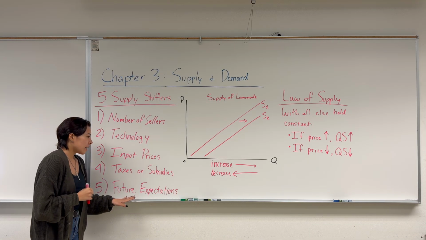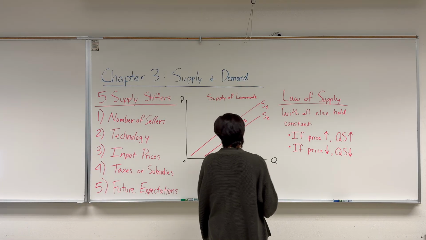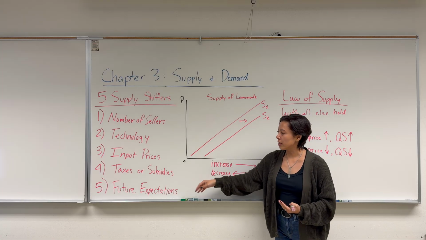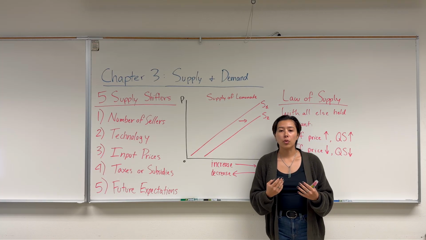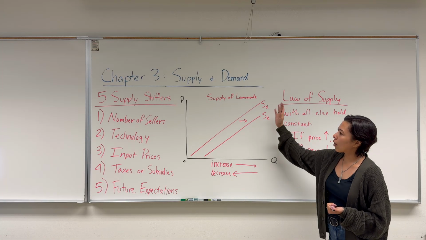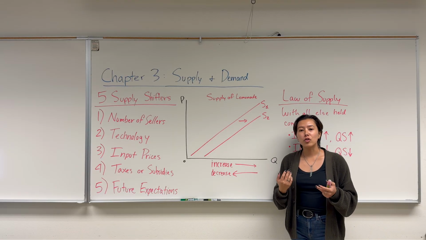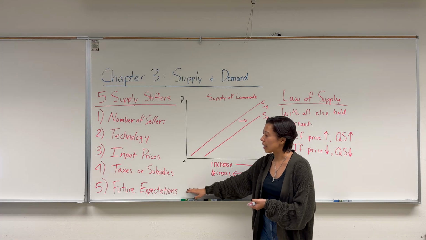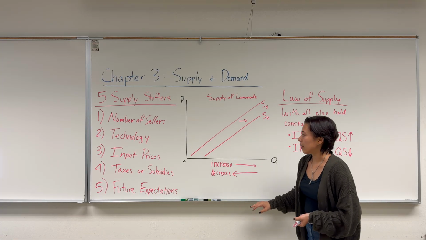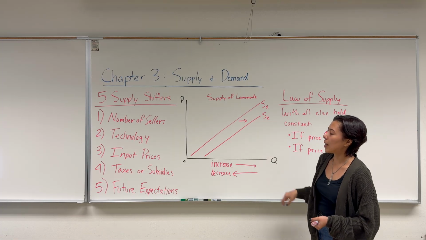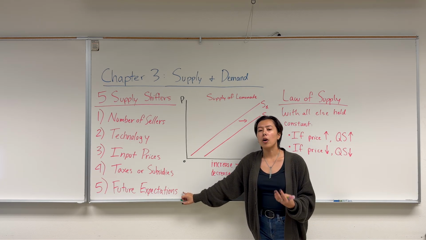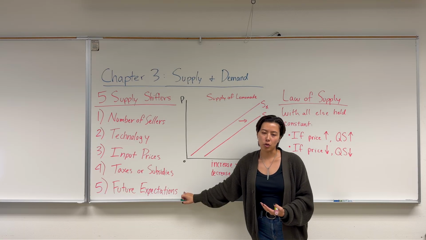All right, our last shifter here is future expectations. So this is very similar to our fifth shifter for demand. If our producers expect some kind of change in the price in the future, it might cause them to change their behavior today. So again, whatever we're drawing on the graph is what's happening today, and we're seeing how our behaviors today respond to this expectation about the future.